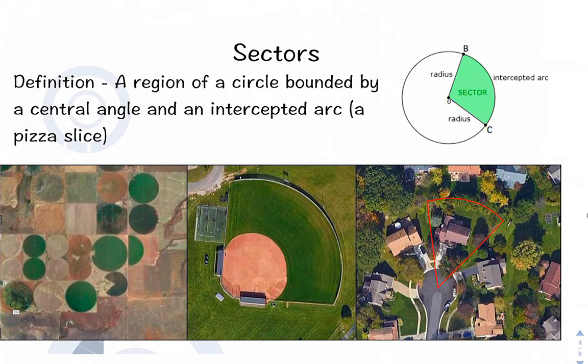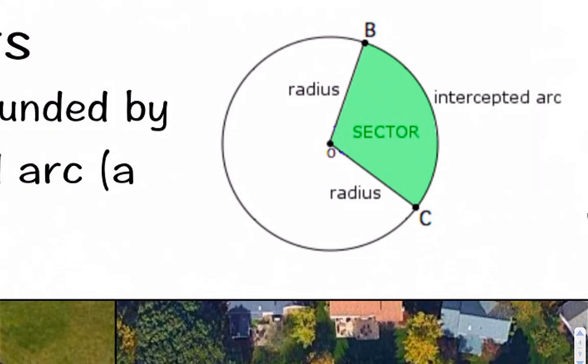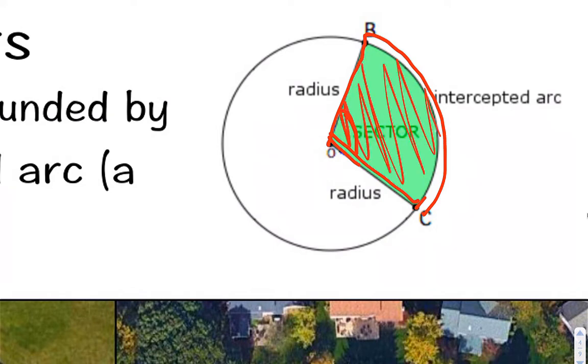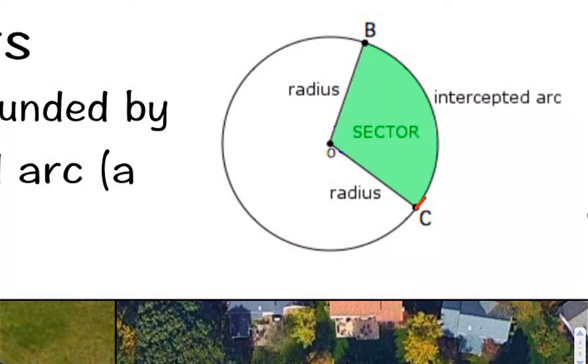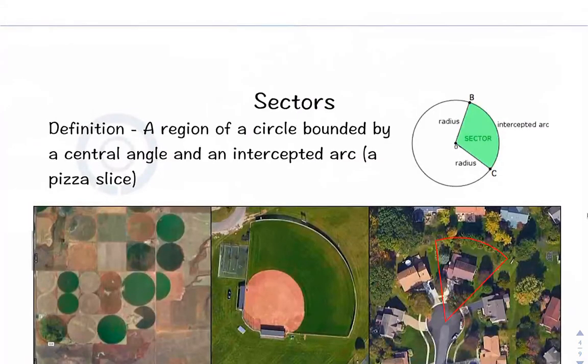I like to think of this as a pizza slice. So I have this circle here. Now, when we say a central angle, that is this angle here. Remember, an angle is made up of two sides, so that would be this side and this side, which in all cases will be radius or radii. And then it's also bounded by the intercepted arc. So this arc of the circle, and the inside part here, is what we call the sector. Our goal here is to find the area of that sector.